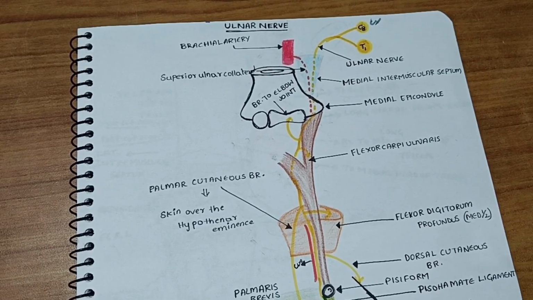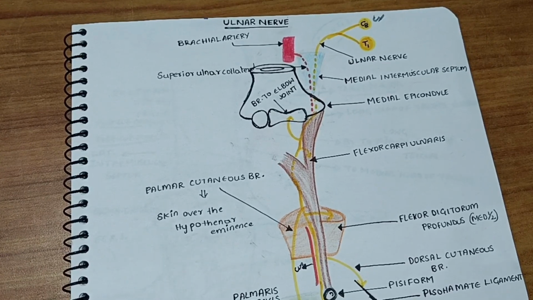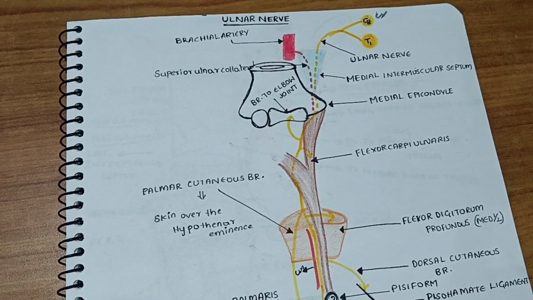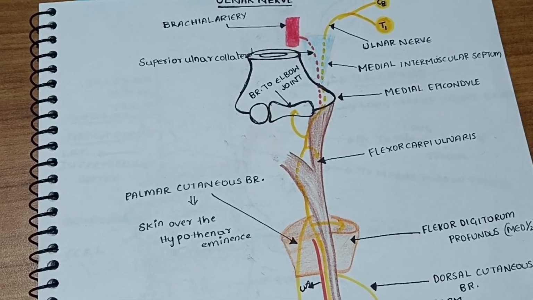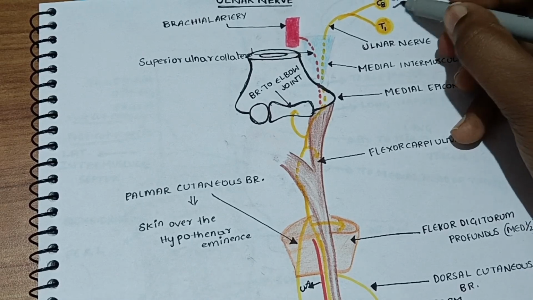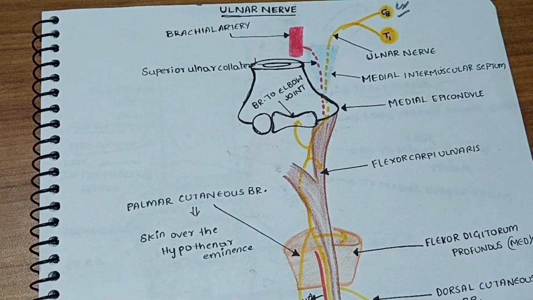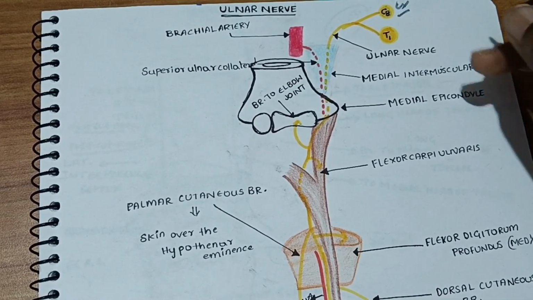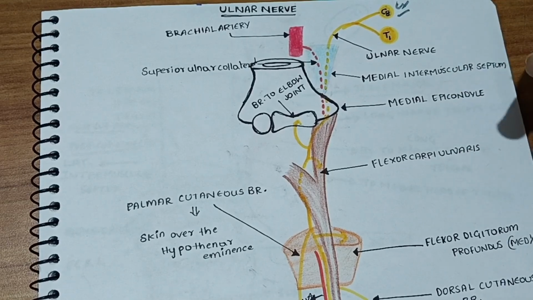Today we are going to discuss the ulnar nerve. In the last class we completed the radial nerve and median nerve. Today we are going to complete the ulnar nerve. The ulnar nerve is also a major branch of the brachial plexus, formed from the roots C8 and T1 with a little contribution of C7. These three roots form the ulnar nerve at the axillary region.